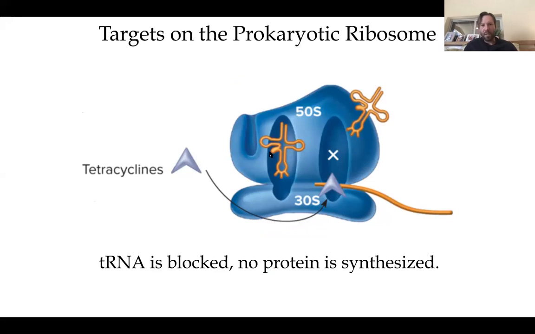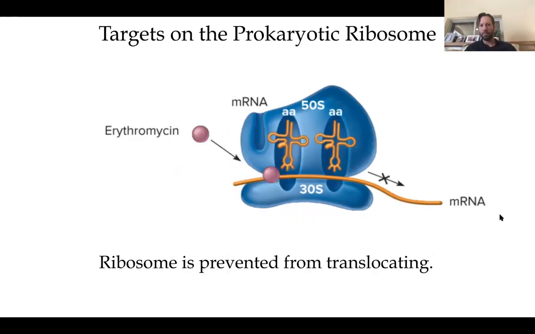Tetracycline is going to block these tRNAs, so they can't bind to the site. They can't deliver the adenosine, particularly. And then erythromycin, what does that do? That binds to the actual site of the messenger RNA. And so now you can't undergo translocation, which is just saying that ribosome can't travel along that messenger RNA and read it and then translate it.